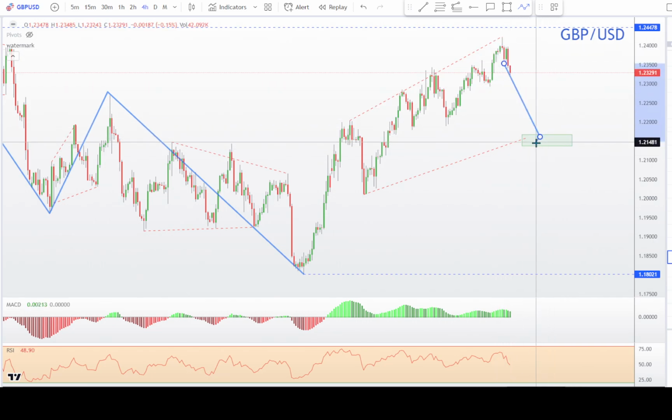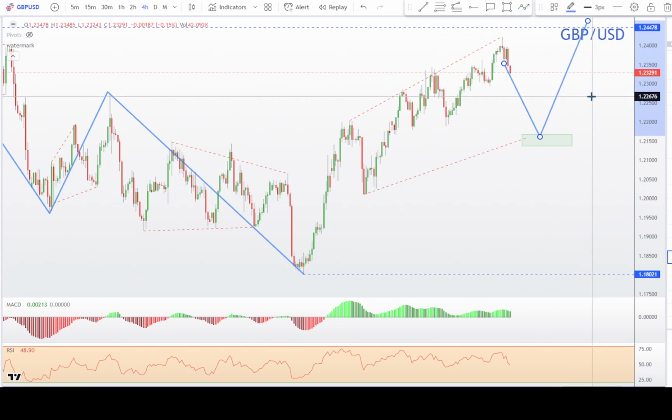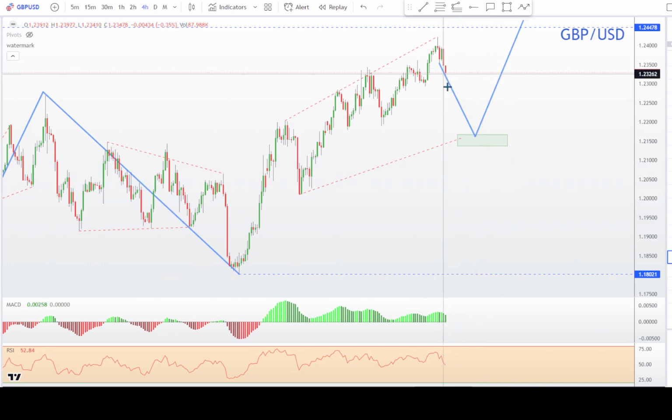If it comes down sharp, if it kind of takes its time, then because this has to be the C wave of the correction, so it should be pretty sharp. And if it comes down here, if you could find a good entry, good buy setup, I think then they'll be targeting the previous high. So that's what I'm looking for on the pound.